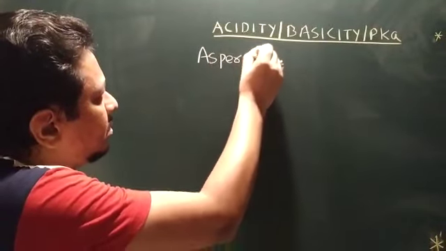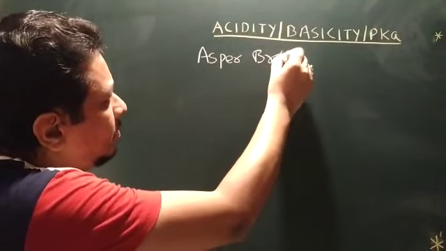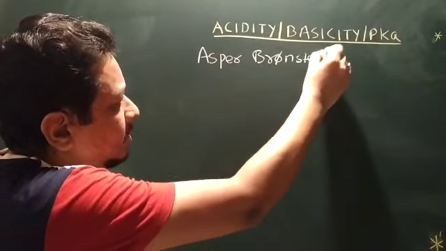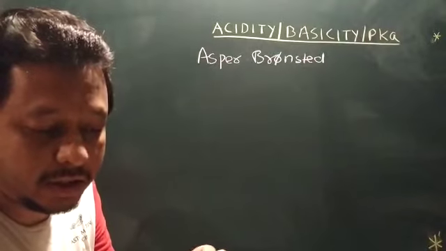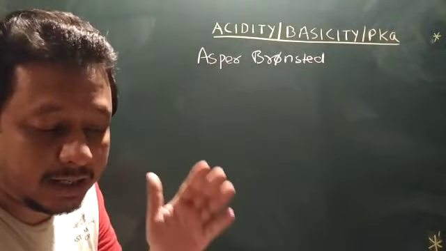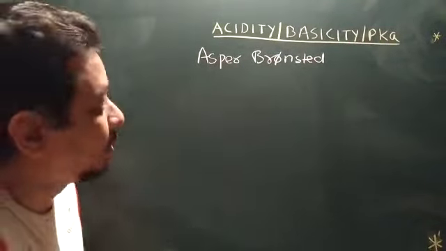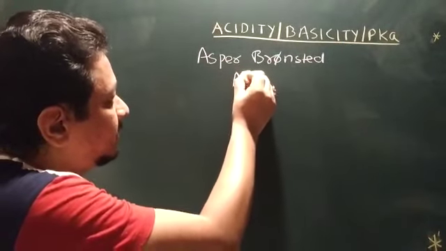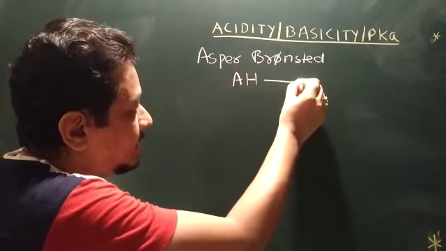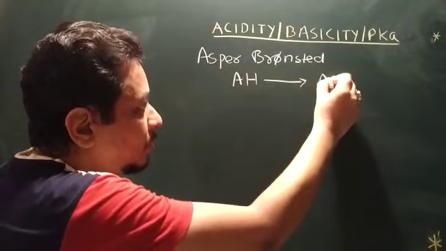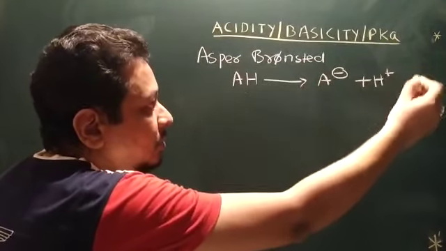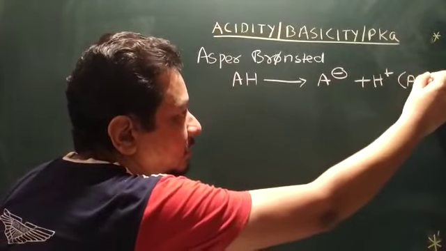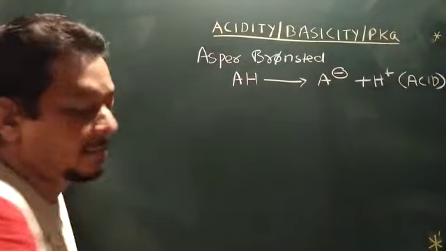As per Bronsted, acids are the species that have a tendency to lose a proton. So if this is a species, it has a tendency to lose a proton. This is, as per Bronsted, known as an acid, right?